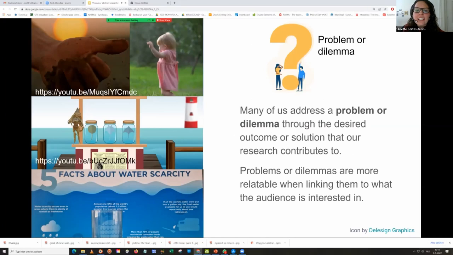1953. So regarding the problem or dilemma. Many of us address a problem or dilemma with the research. For example, in the first video, the problem was certainly related to the earth. In the second one, it was certainly related to water conservation, and about species and endangered conservation. Then I would like to ask you to think about the problem of your own research, because it's actually your research that we are going to communicate.